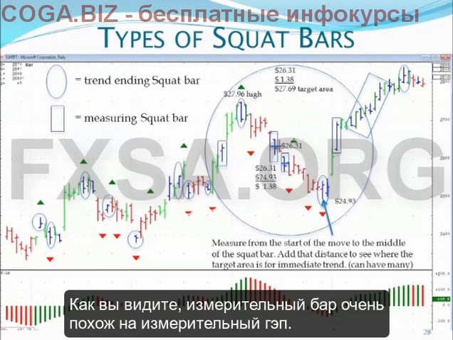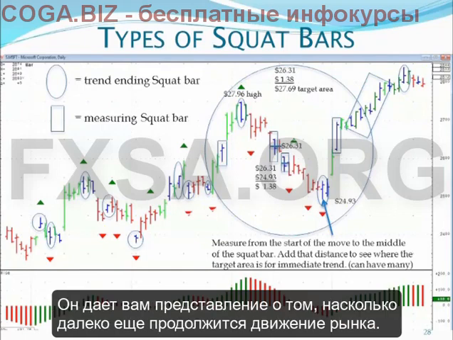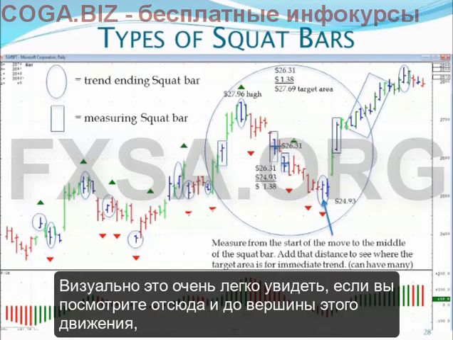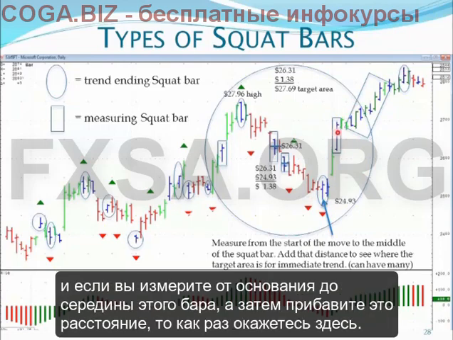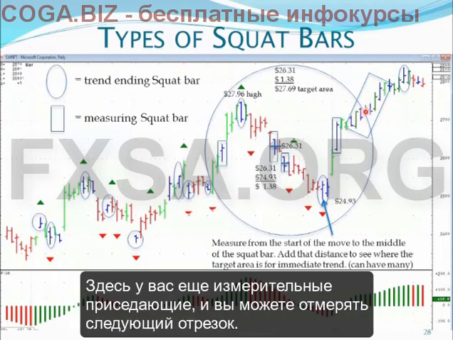So you can see that a measuring squat, much like a measuring gap, can give you an idea of how far the move can go. Visually, it's very easy to see. If you were to look from here to the top of this move and you went from the bottom to the middle of this and added that again, you come into here, you get more measuring squats added again.